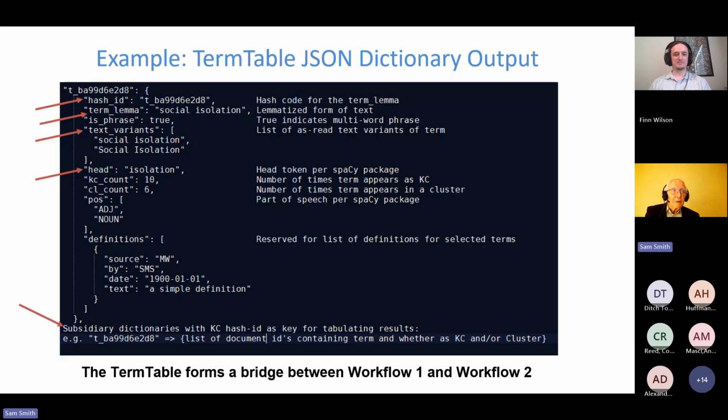Additionally, the spaCy Natural Language Processing system is used to identify a head token for each term, such as isolation is the head term for social isolation. Also, each token's part of speech, such as a noun or adjective, is recorded. Also within this terms table are subdirectories with hash ID as a key, showing other types of information, for instance, the list of document identifiers in which a key concept appears.